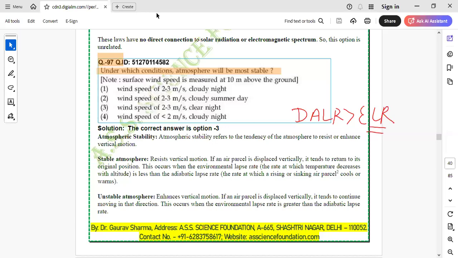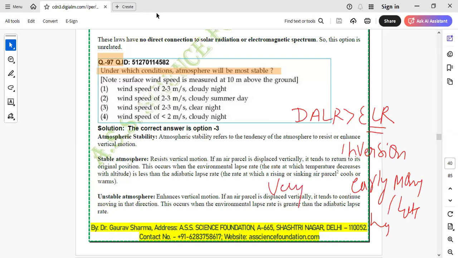A dry adiabatic lapse rate is more than environmental lapse rate, right? And under the stable condition, you also know that stable conditions are associated with inversion, and conditions are stable either early morning or late night. And wind speeds are very low. Wind speed is very low means 2 to 3 meter per second is a sufficient wind speed, right? But let me remind you very clearly, right? Let me remind you very clearly, and they are saying what?